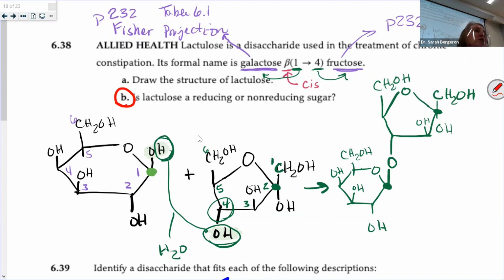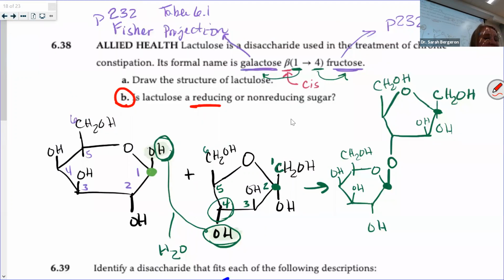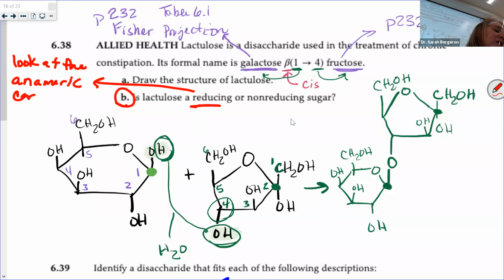Is it a reducing or a non-reducing sugar? How did we define a reducing sugar? Are we skipping part B? Was there a part B on there too? Oh, okay, yeah, let's answer this one and then I'll go back and do B. Sorry about that. So is this a reducing sugar or a non-reducing sugar? How do we define that? Remember, for a reducing sugar, if it's a reducing sugar, what? You look at the anomeric carbon. Anomeric carbon, y'all know what I'm talking about.